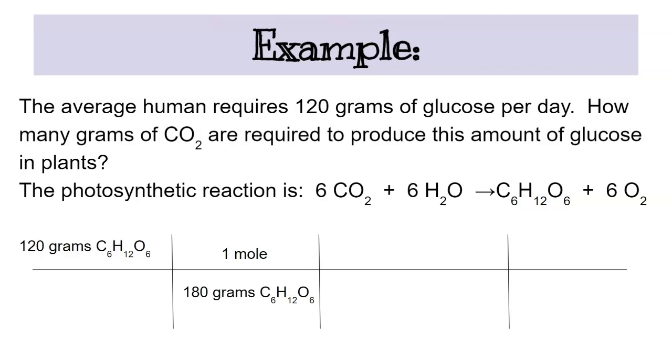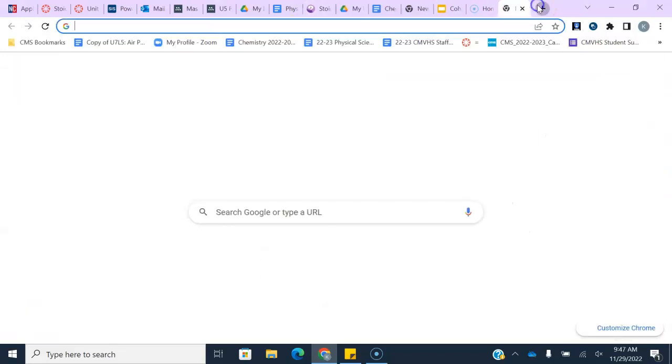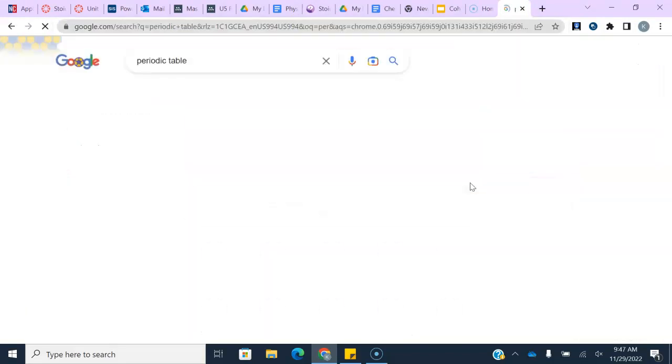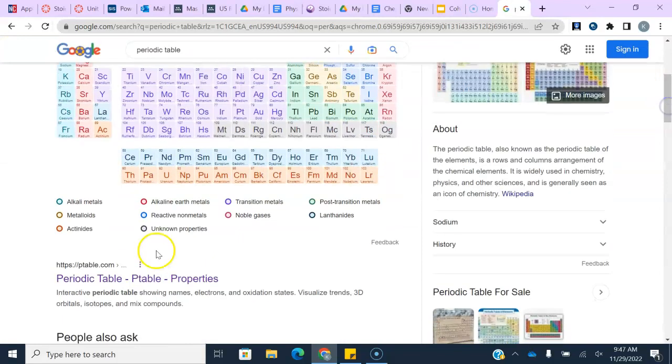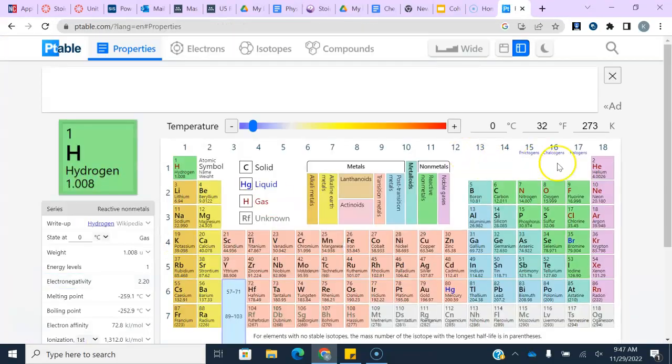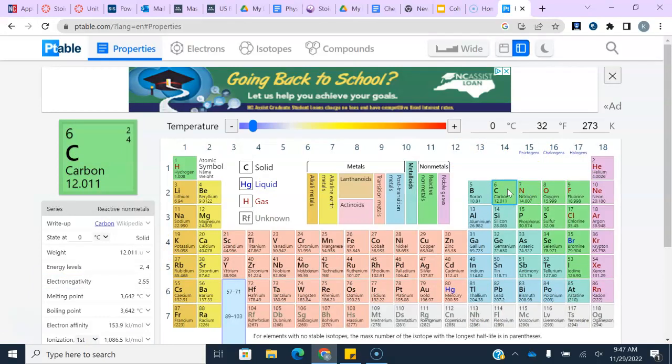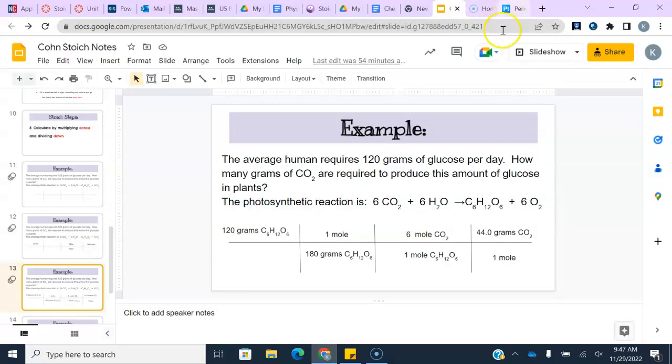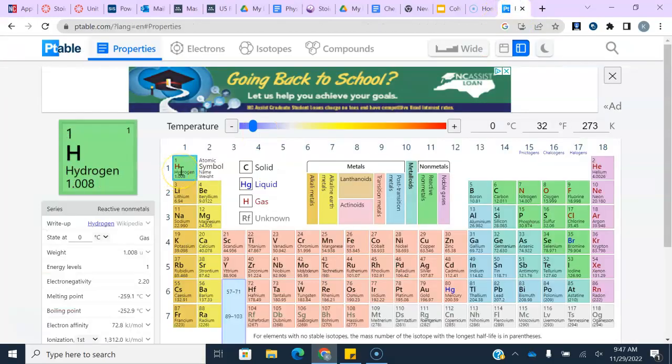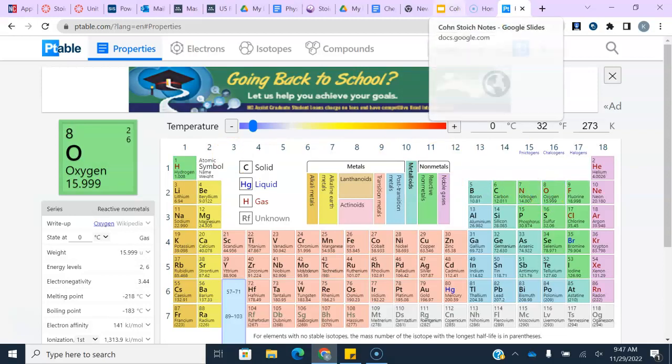Okay, so again, in case we forgot, let me pull up our periodic table really quick. So in case we forgot where that came from, carbon is 12.011. So we would do 12.011 times 6, because there's 6 of them in glucose, because it's C6. Then there's 12 hydrogen, so we would do 1.008 times 12, and then 6 oxygen, so 15.999 times 6, and add that all up to get 180. Okay, so that 180 just comes from the molar mass.